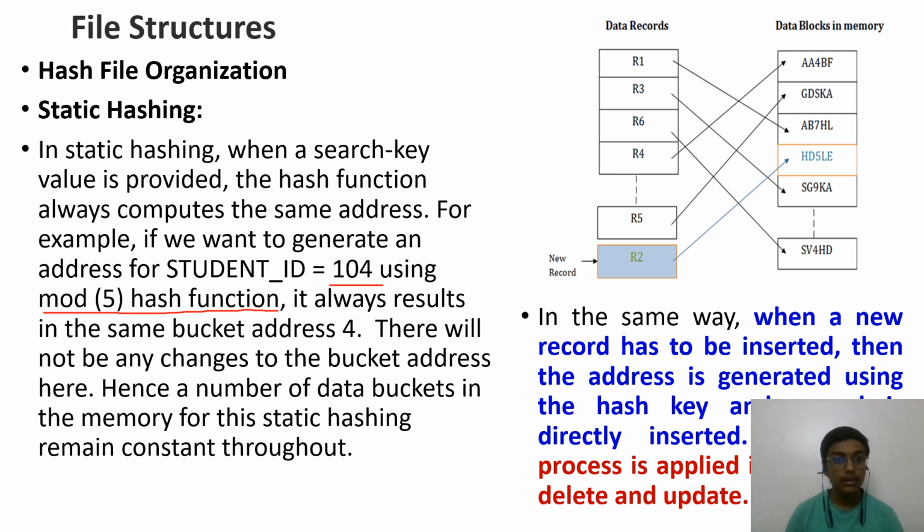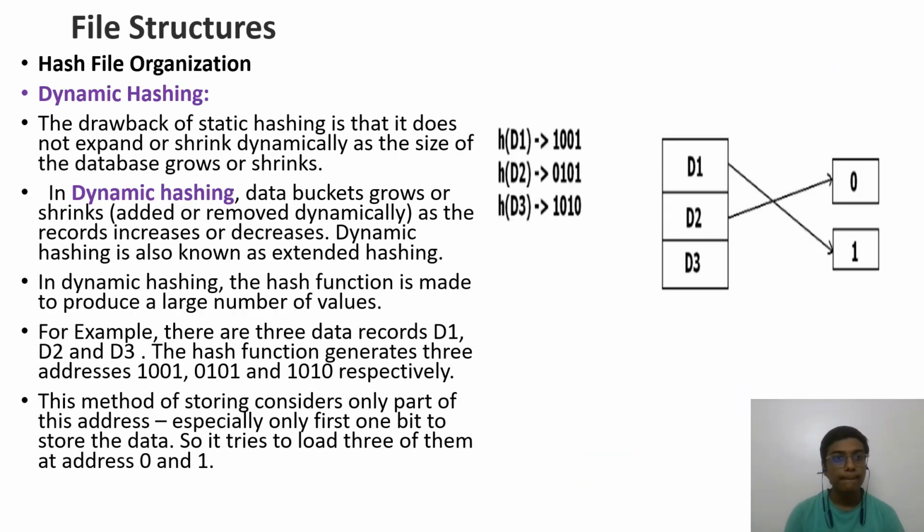Then another type of file structure is static hashing. In static hashing, when a search key value is provided, the hash function always computes the same address. So here is the example given. There is dynamic hashing. The drawback of static hashing is that it does not expand or shrink dynamically as the size of database grows or shrinks. In dynamic hashing, data buckets grow or shrink as the records increase or decrease. This is the advantage over static.